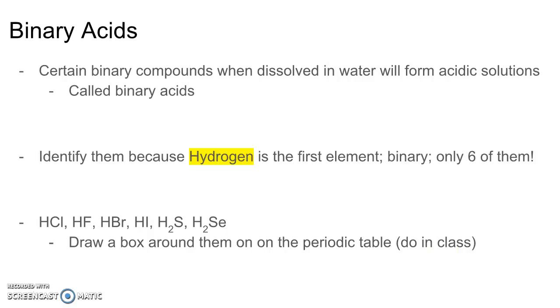But there are only 6 of them, so these can kind of sneak up on you because you might miss them as you're dealing with practice problems that have all these things mixed together. But if you see H first, you need to stop and make sure that it is not one of the 6 binary acids.